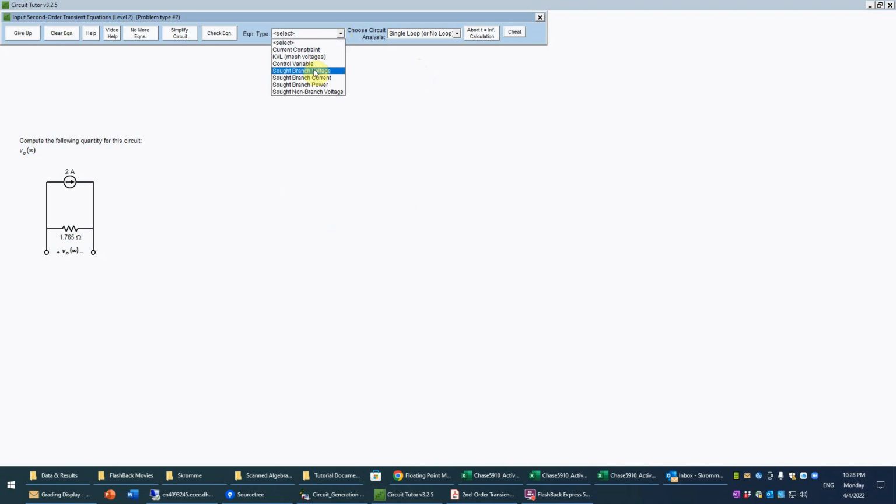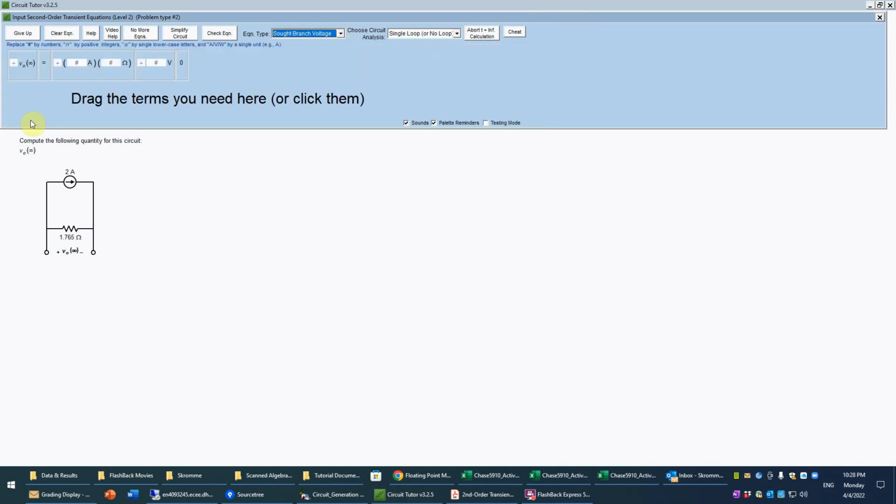And so I want the sought branch voltage, and now I can just use Ohm's law. That's going to be the current times the resistance, since the fixed current is going through that resistor. So I'll just use this term. If I wanted to, I could calculate the number right away and put it in here. That's another option. I'll just do it this way, I guess. So let's put in 2 amps.